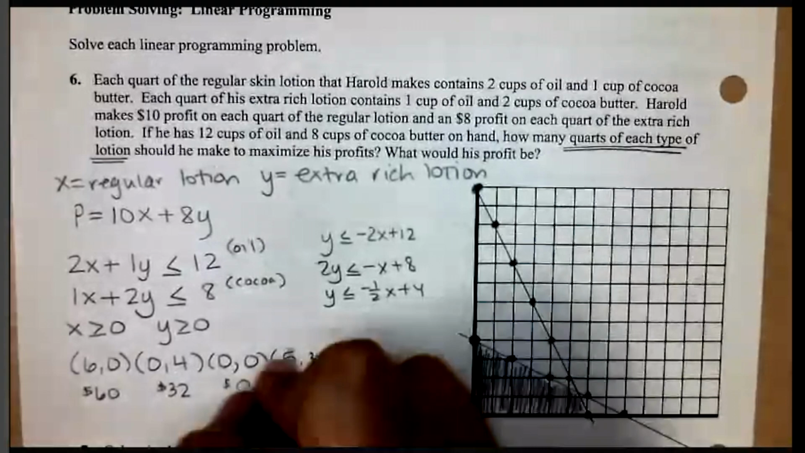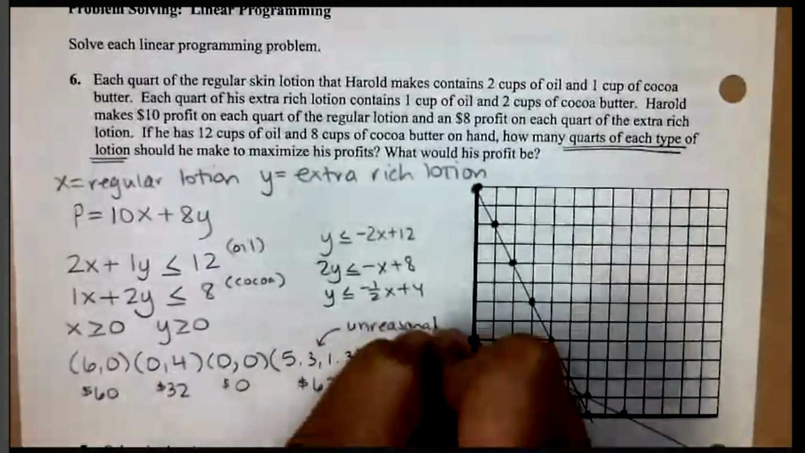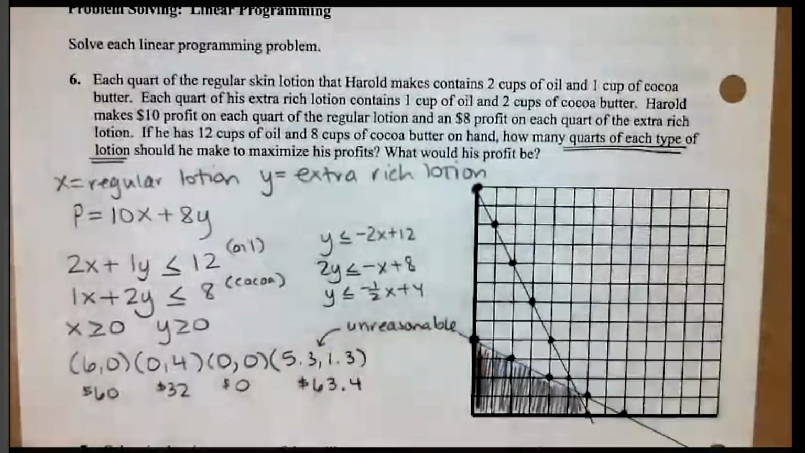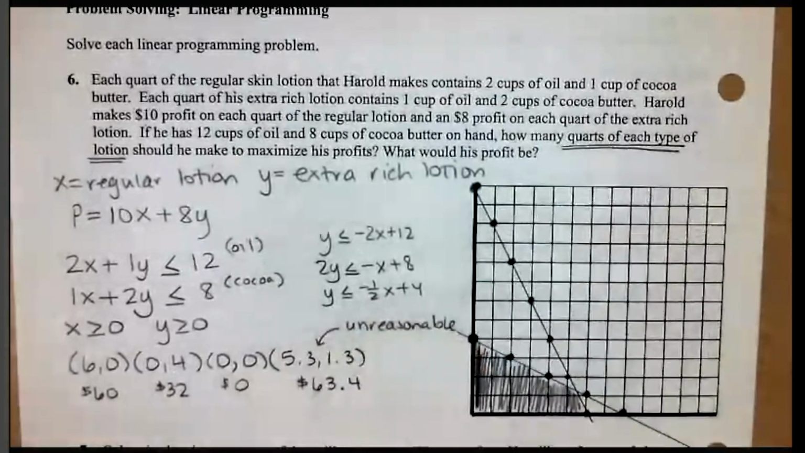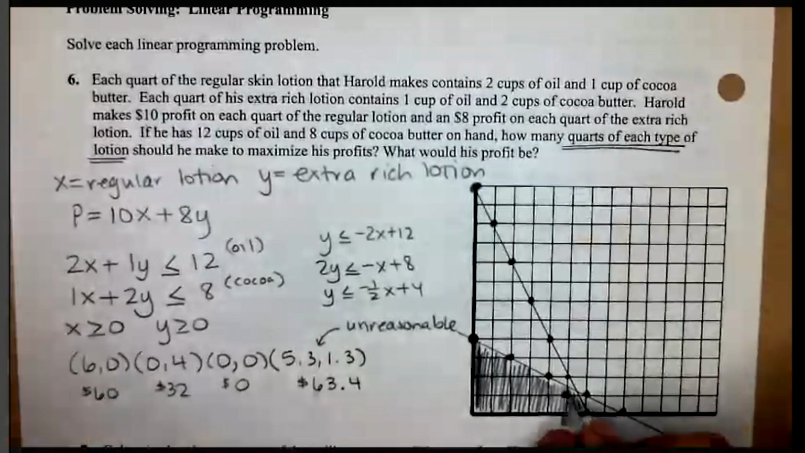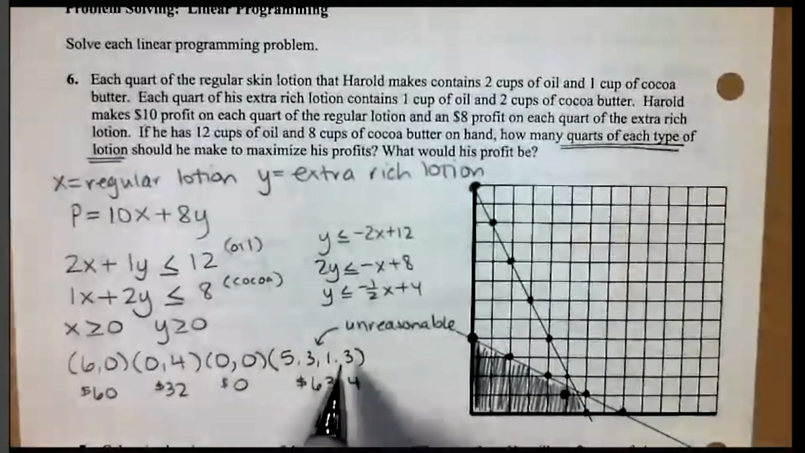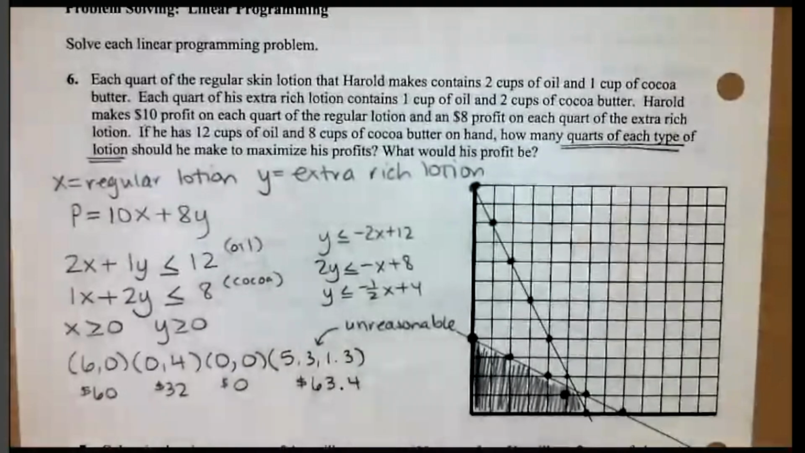However, you want to think about this. That is unreasonable. Harold can't really sell a third of a bottle of lotion. You don't go to the store and buy a third of a bottle of lotion. So that is unreasonable. We would not want to answer that. Now 5, 1 is in our solution set right here. So we could round this down because he could make 5 and 1.